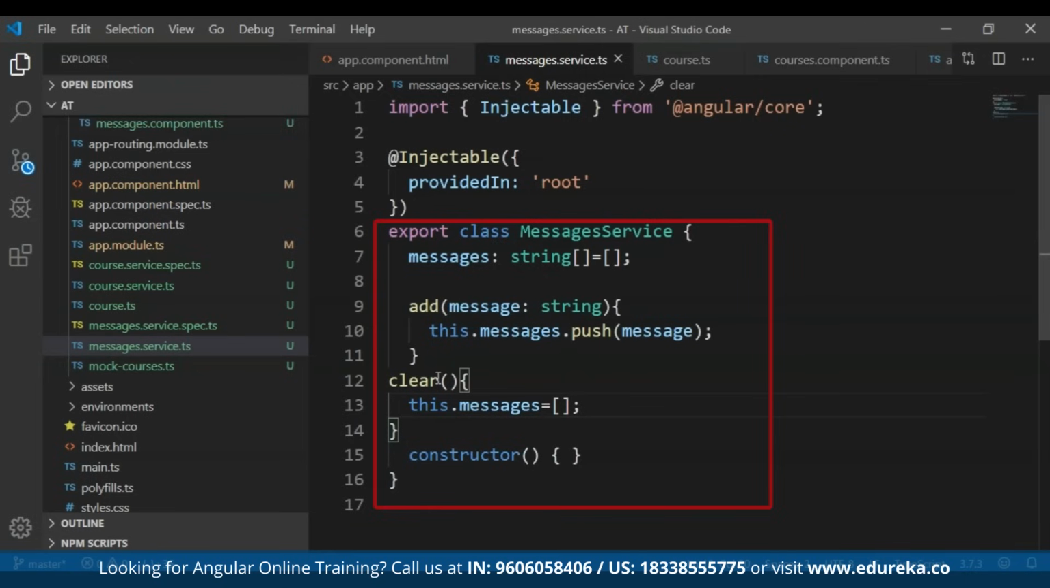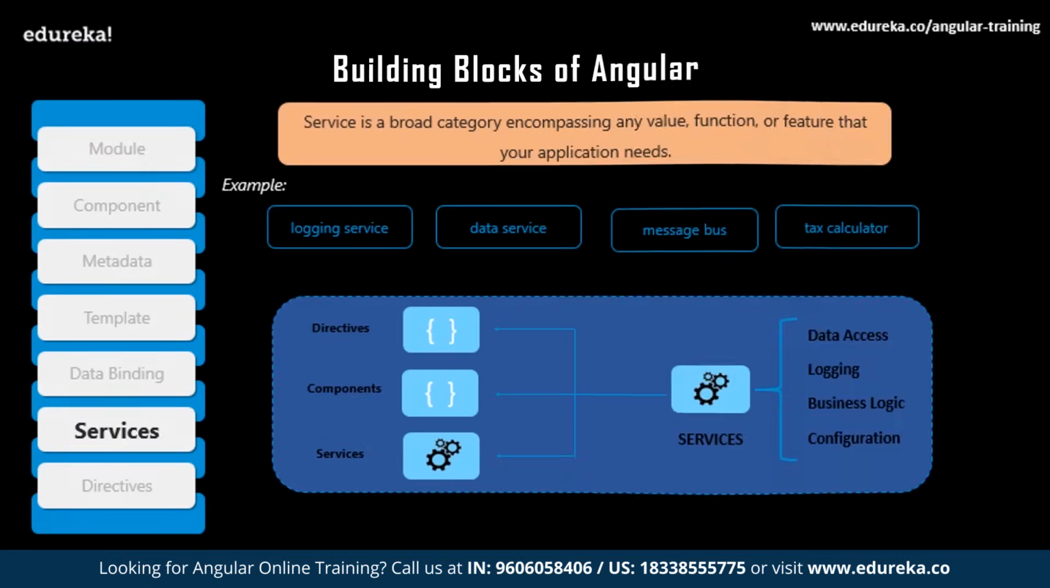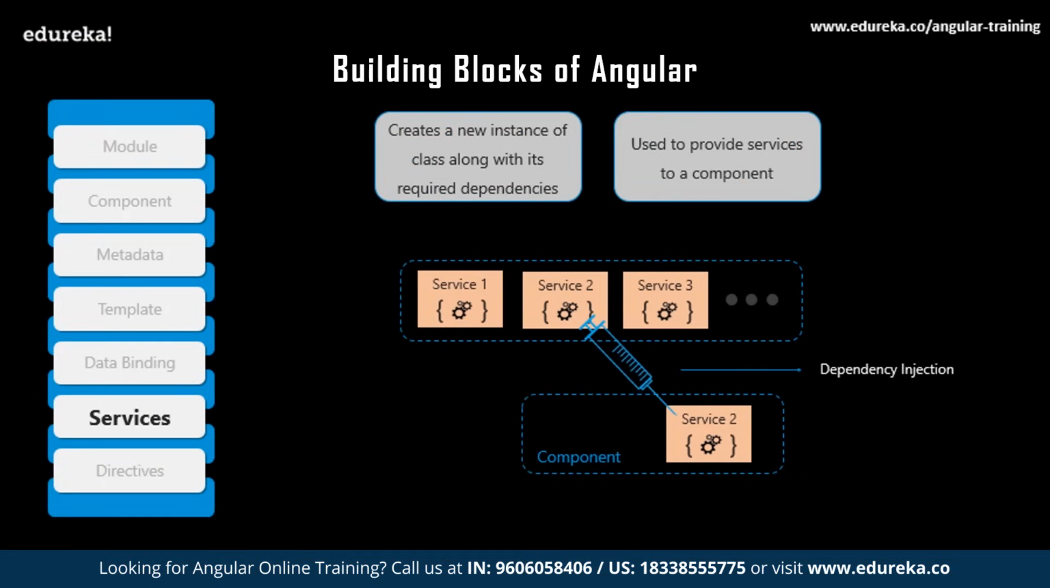By making use of this class over here, I'm going to send a message to the console whenever a course detail has been fetched. Okay, so what is dependency injection? Dependency injection can be used by new components to provide services or other things that they need. Components basically consume services, that is, services can be injected into a component, giving that component access to the service class.